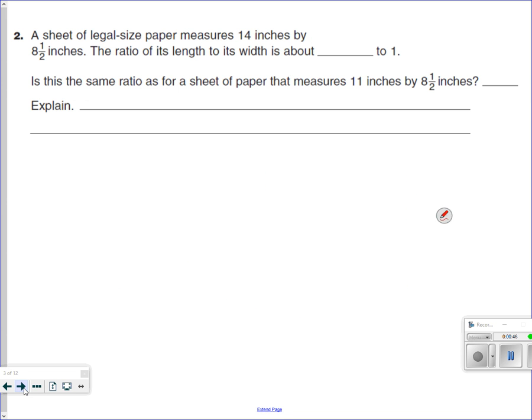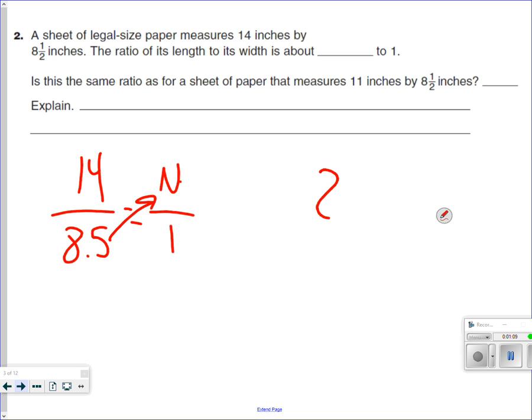A sheet of legal size paper measures 14 inches by 8.5 inches. I apologize, I'm going to make this 8.5. The ratio of its length to its width is blank to 1. N to 1. So I'm going to go 8.5 times n, cross multiply. So I have 8.5n is equal to 1 times 14, which is 14.